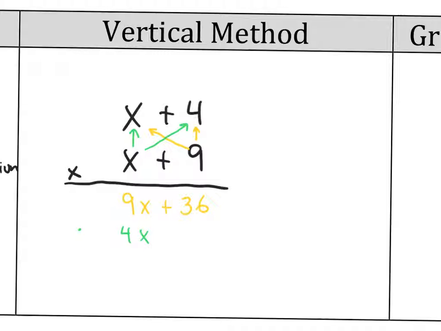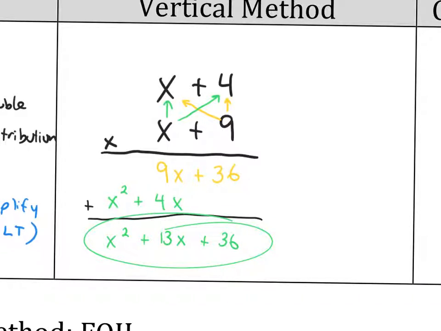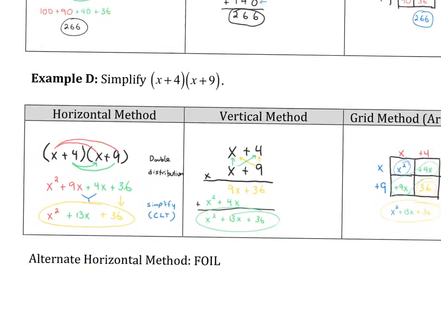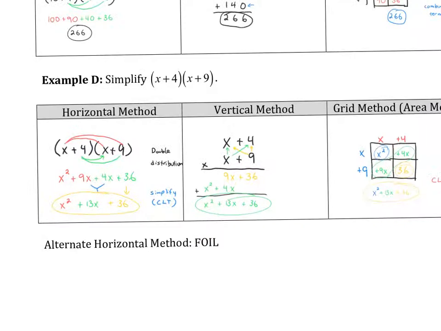So x times x there is x squared, so I write that way over there. Now we do exactly like we did before, where we add things together. The x squared comes down because it combines with a 0. 9x plus 4x is 13x, and 36 plus 0 is 36. And there we go. So no matter which method, we get the exact same thing.